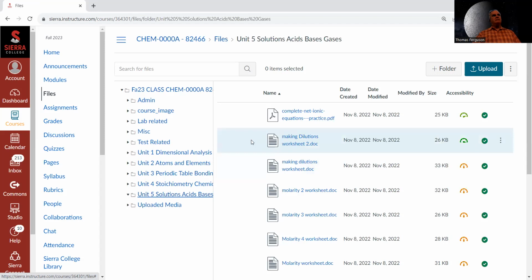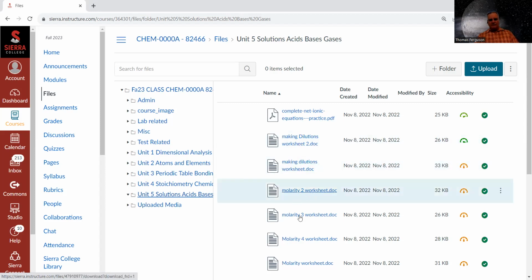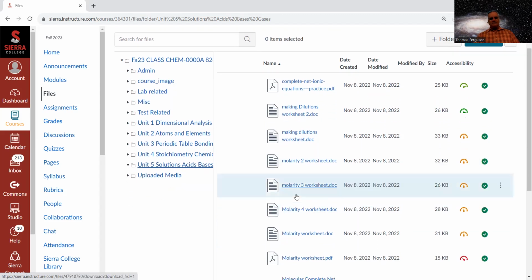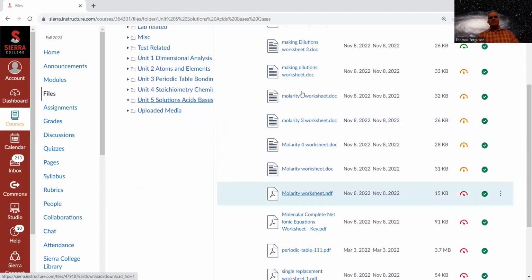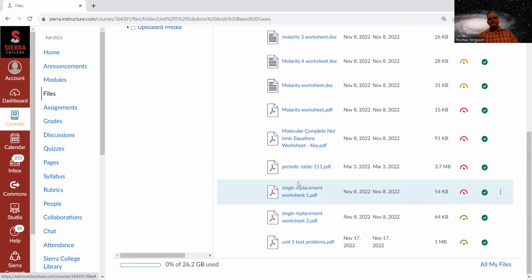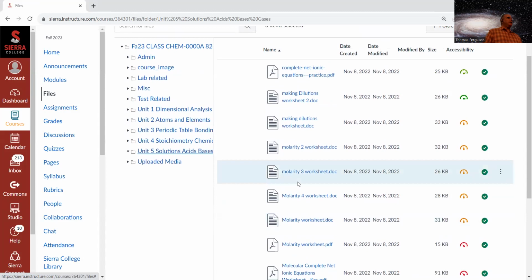Also, if you go to files, unit five on solutions, you'll see making solutions, molarity worksheet, lots of practice making dilutions, that's wet, starting from wet. Okay. So I would like you to practice those.